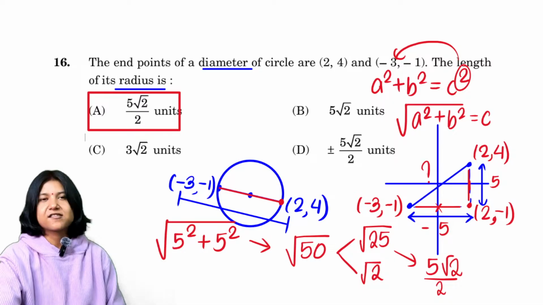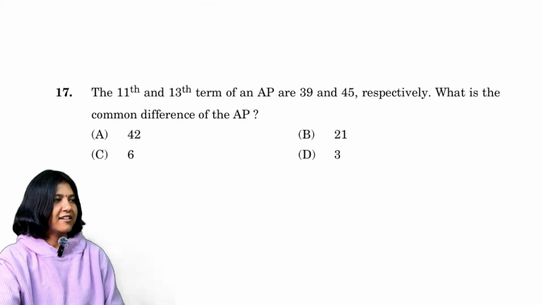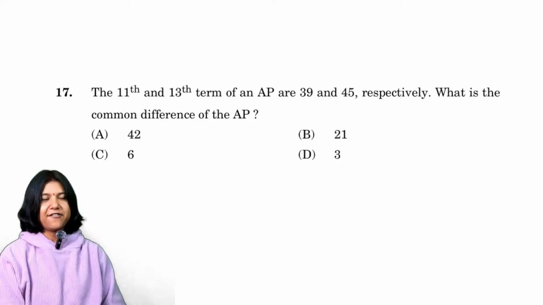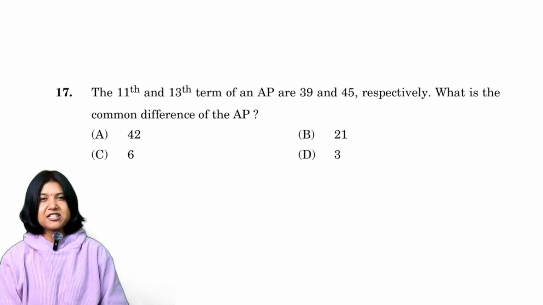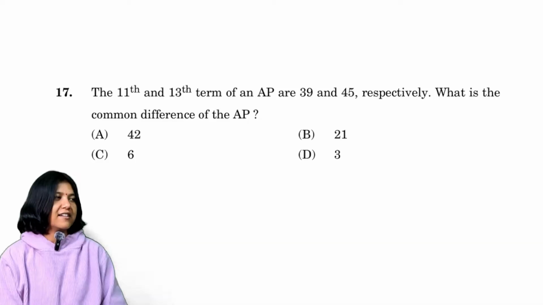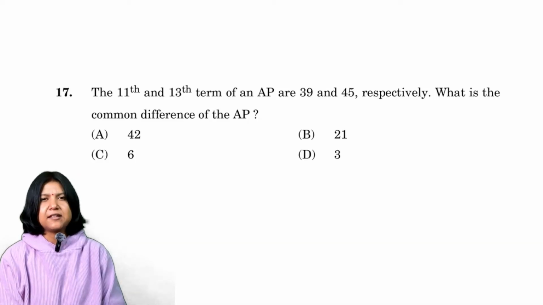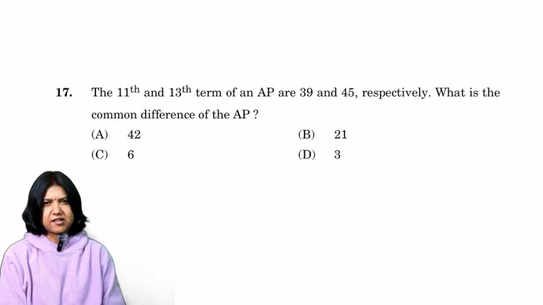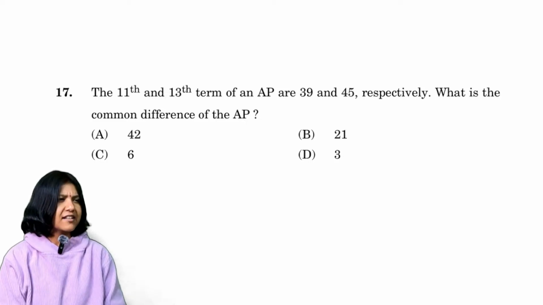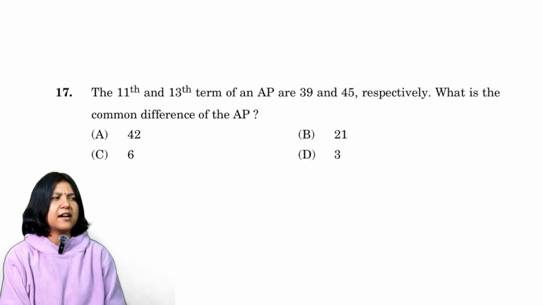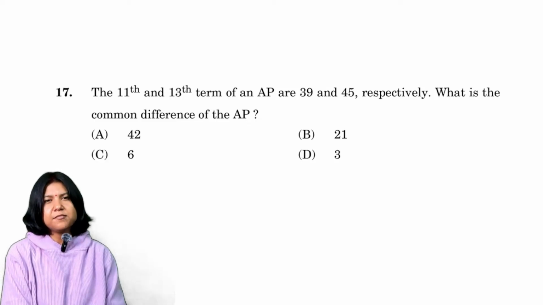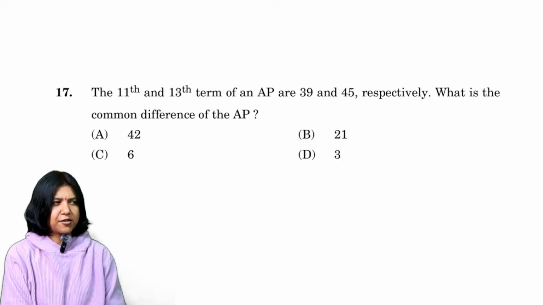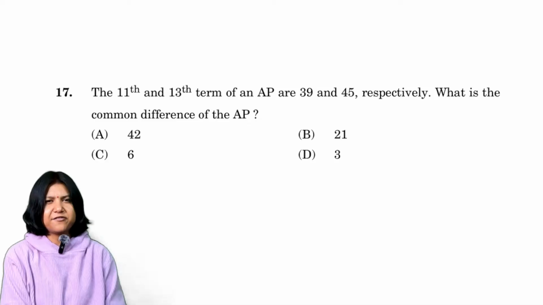Question 16 is done. Nice question we have now, which is question number 17 from arithmetic progression. The 11th and 13th term of an AP. Now, an AP is characterized by having a fixed difference. So what is the common difference of the AP, provided you know the 11th term and the 13th term? You don't know the middle term, but you know the 11th term and the 13th term. What is the common difference of the AP?